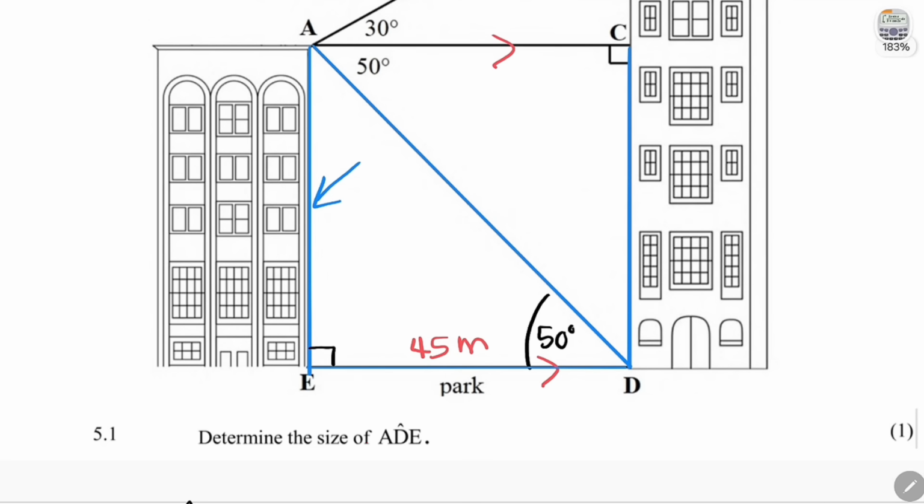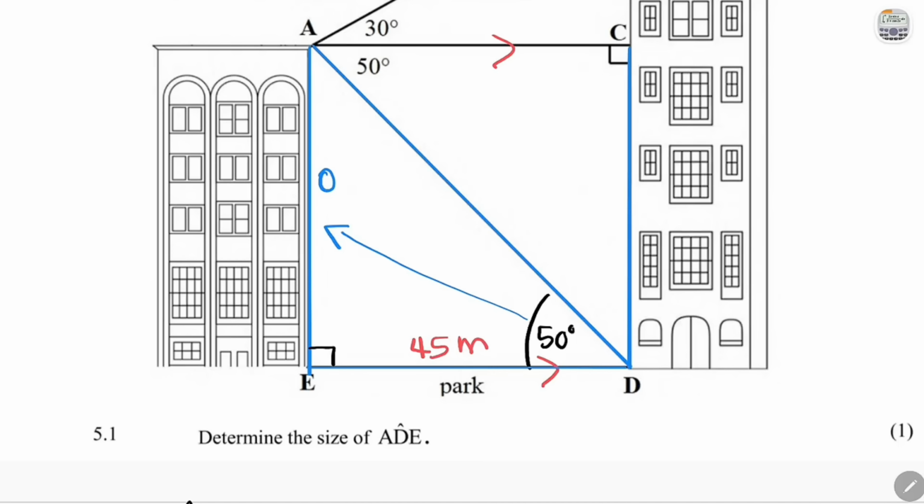And how do you find this? Because you have been given this angle, you're going to name the sides that you're going to use in relation to the angle. So the angle is over here. This side AE that we need is opposite this angle, so it's going to count as the opposite side.